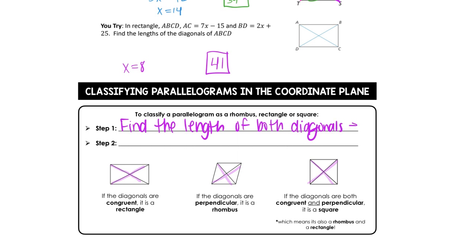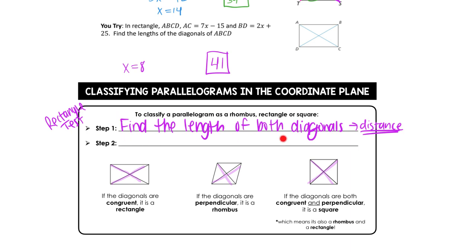And this is going to involve the distance formula. Remember, anytime we find length, it involves distance formula. I like to call this the rectangle test. You'll see that on the next page in a second. This is the rectangle test, because if the diagonals are congruent, if their lengths are congruent, it's definitely a rectangle, okay? But you do have to keep going.